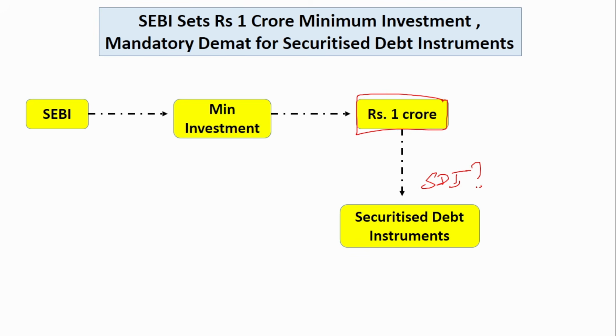Now, what is this SDI, securitized debt instruments, securitization? Everything we will learn in detail with an example. Okay, say there is a customer A. He has visited a bank X. Okay, so he has requested for a home loan. The bank has provided the home loan also.